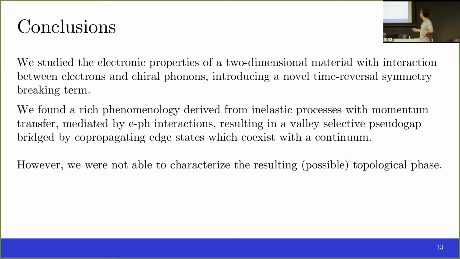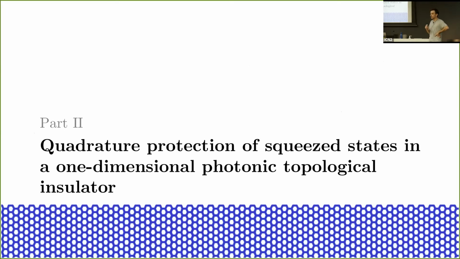And finally, in order to wrap up the idea of topology, the reason why we investigated the interaction between electrons and chiral phonons was motivated by searching for topological phenomena. However, we were not able to really characterize the resulting topological phase that we possibly could have found. We couldn't determine if these edge states are actually topologically protected or not. But it was the motivation that led us to all this work. With this, I conclude the first part of the presentation.